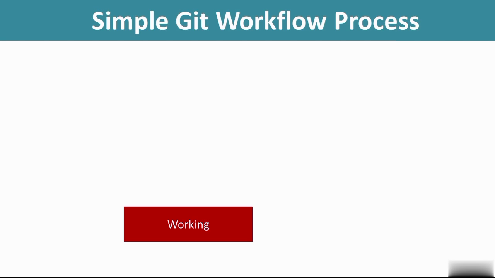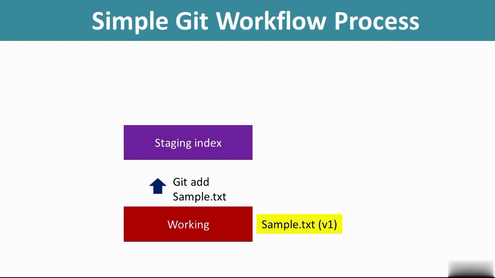Say, for example, we are working on a file and we're going to call it sample text 1, and we're going to make this version 1, which is the original. We have finished working with the file. We want to push it into the Git repository. What we need to do first is move it into the staging area. So we use the git add command to add the file and move it to the staging area. The file becomes available in the staging area.